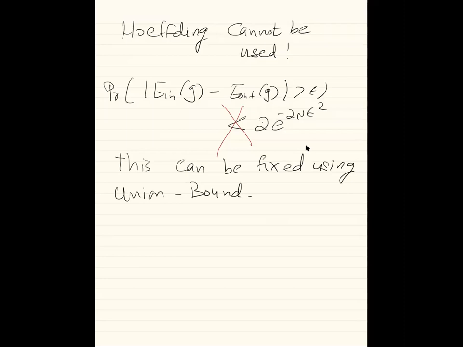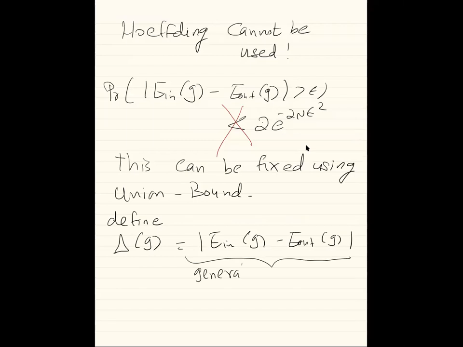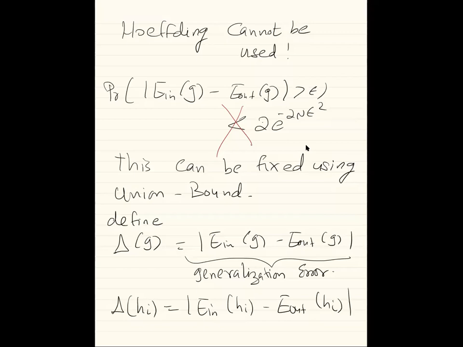So what are we doing here? Let's define, for simplicity, delta of G to be the absolute value of E_in of G minus E_out of G. This is also known as the generalization error in the literature. Okay. Let's define delta of Hi to be the absolute value of E_in of Hi minus E_out of Hi. Okay. This is the generalization error for the ith hypothesis, for each Hi in the set H.